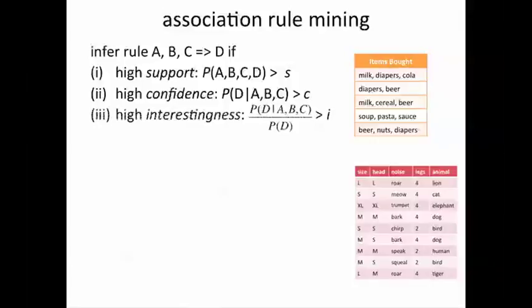And lastly, this rule should be interesting in the sense that the confidence that D occurs given A, B, and C is significantly higher than the probability of D occurring just by itself. So for example, if D always occurred in the data, that means you always had a value D, that everybody always bought, say, milk, then any rule that you came up with, whatever confidence, would not be interesting, because the probability of D given A, B, and C would be the same as the probability of D.